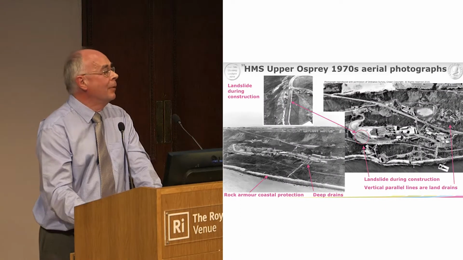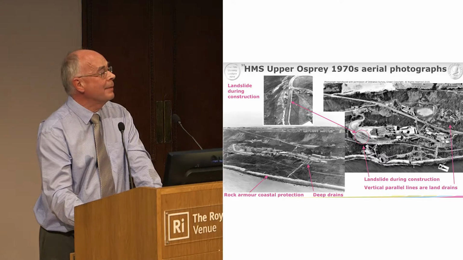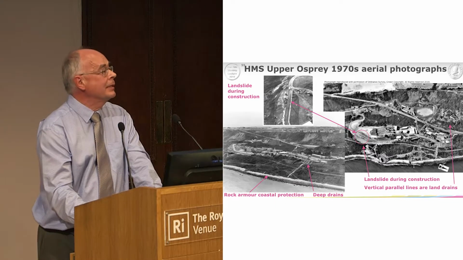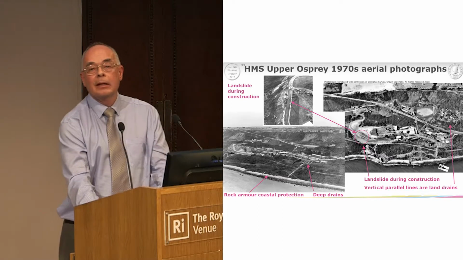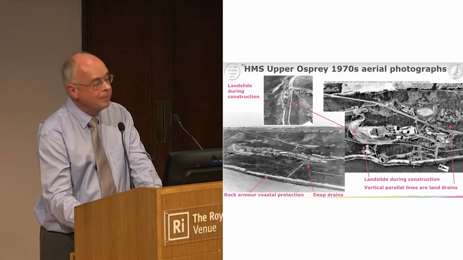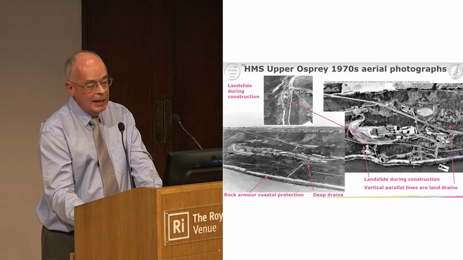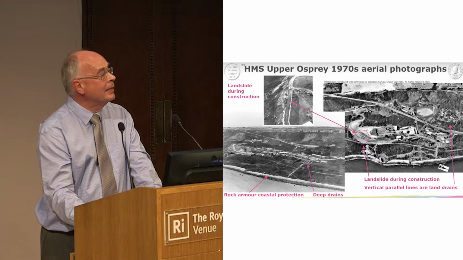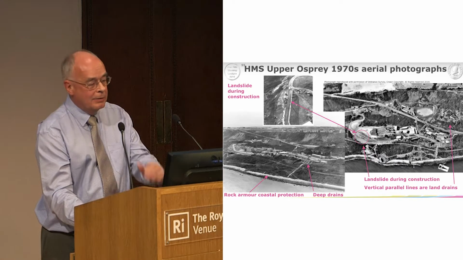Looking at some slightly more recent documentary evidence, these are some aerial photographs from the 1970s, and you can certainly see the old Navy buildings, and you can see some of the works that the Navy put in. That includes coastal protection, rock armour. It includes some deep drains that addressed particular known landslide areas. And you might be able to see some faint lines, parallel lines in the vegetation. This is a series of land drains. And you can see the scree slopes at the top.